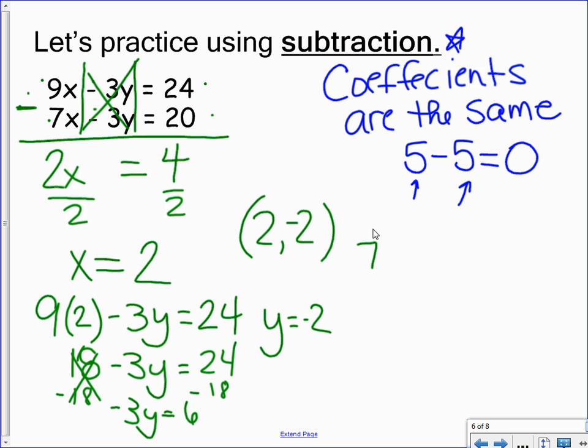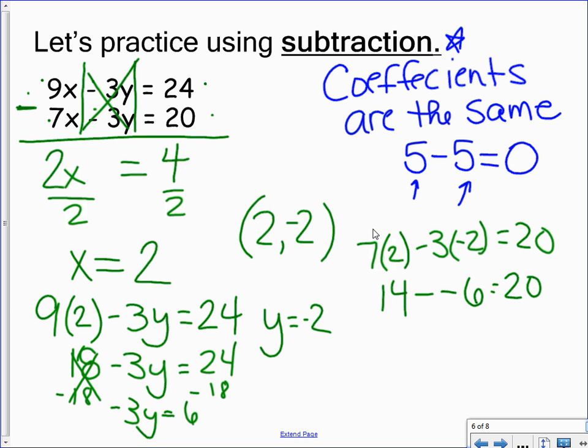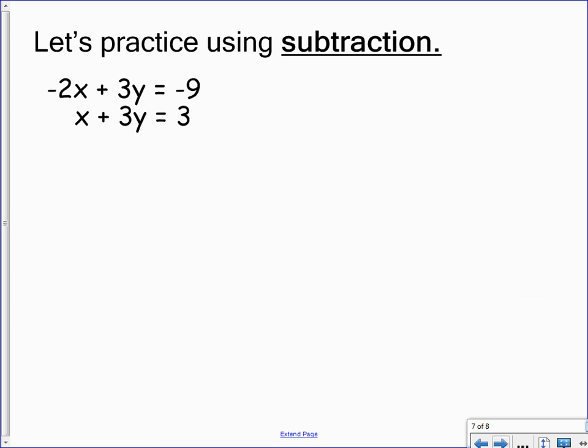Double check. 7 times 2 minus 3 times negative 2 equals 20. 14 minus negative 6 equals 20. Minus negative is plus. 14 plus 6 is, in fact, 20. Okay? Let's move on to this one.